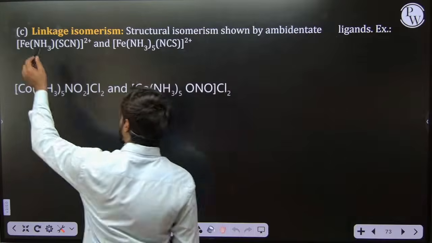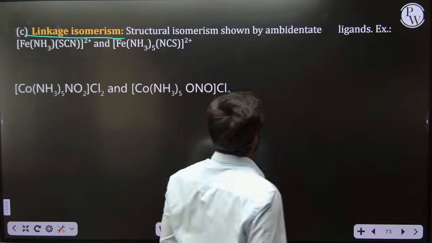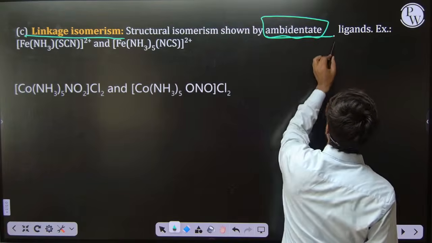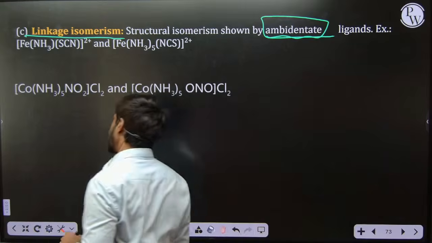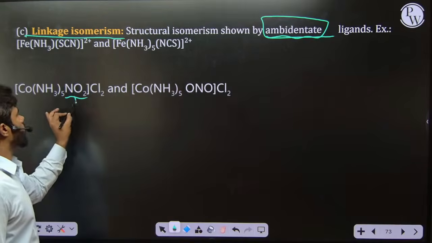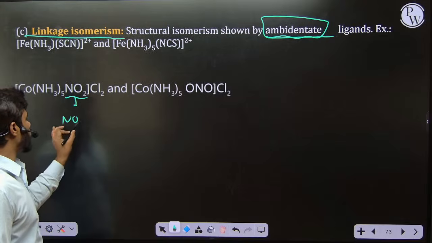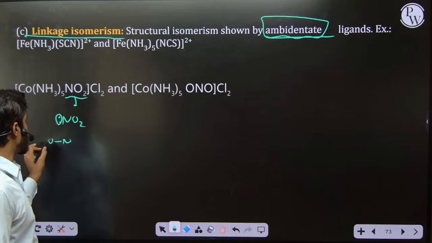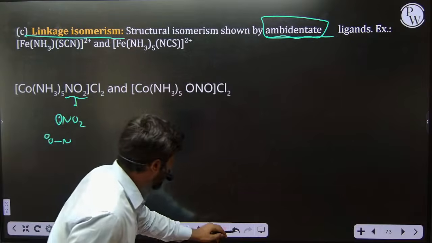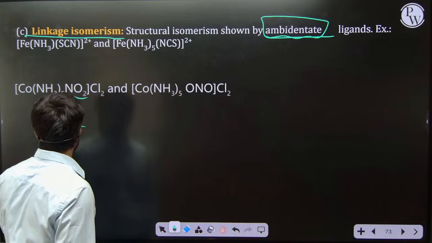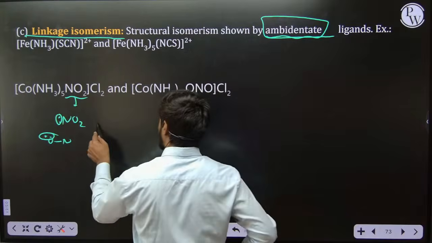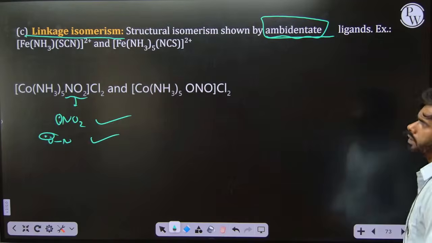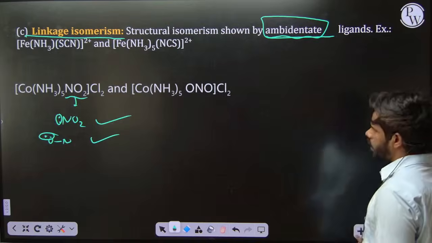Next are linkage isomers. What is linkage isomerism? It is isomerism involving an ambidentate ligand. If there is an ambidentate ligand, the linkage can be different. For example, NO2 can be attached either through the nitrogen or through the oxygen. If it is attached through nitrogen, the connectivity will be different from oxygen connectivity. Then we get different linkage isomers.